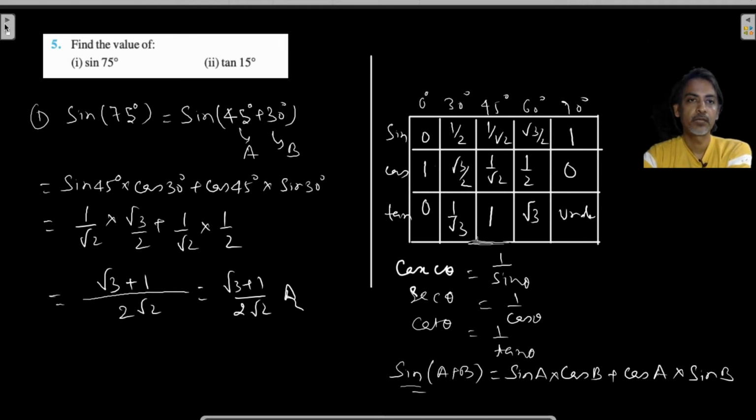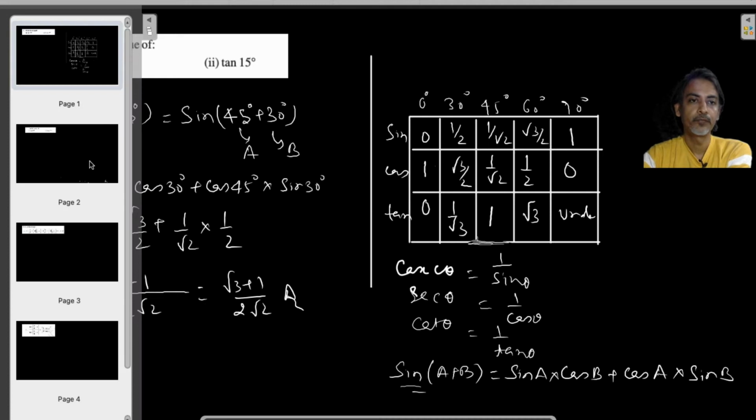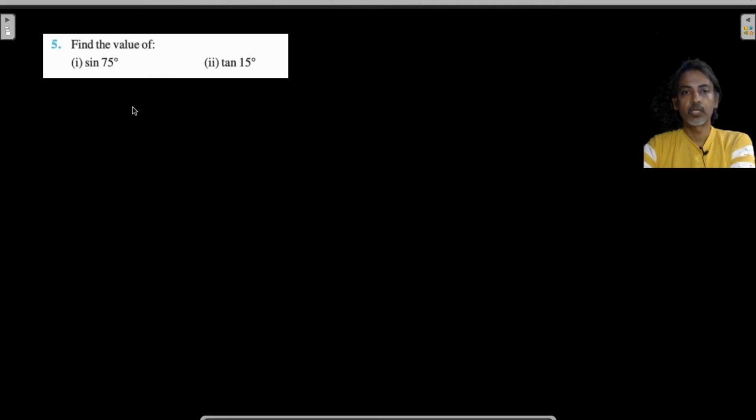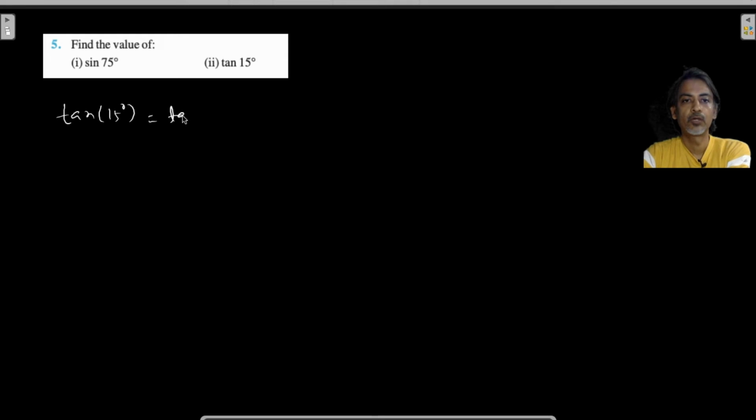Let's go to the second part of it, which is tan 15 degree. We'll calculate the value of tan 15 degree. Again, we do not know the value of tan 15 degree, but we do know the values of 45 and 30 degree. So can we write tan 15 degree as tan of 45 degree minus 30 degree?